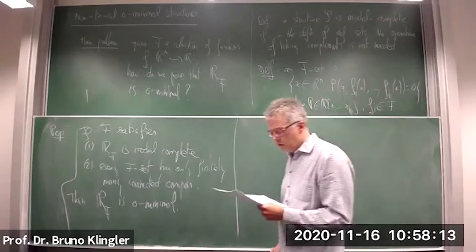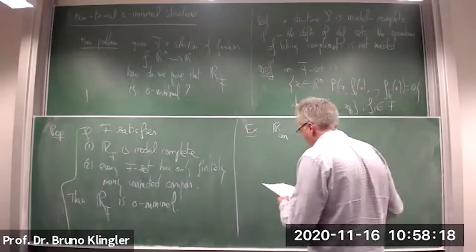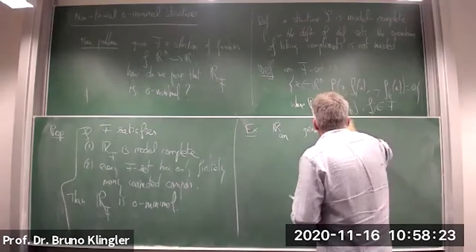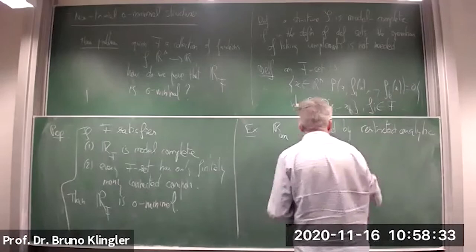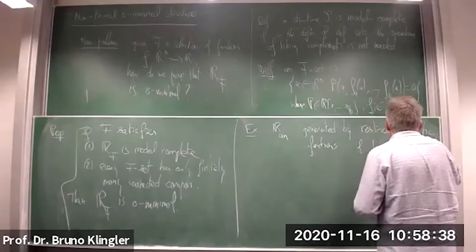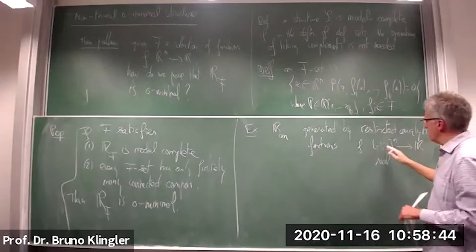So Boris already introduced R_an. So this is a structure generated by restricted analytic functions. Right, so what are those functions? They are functions from the box [-1,1]^n to R, which are real analytic, meaning that it extends a bit around an open neighborhood of [-1,1]^n, on which it is real analytic.